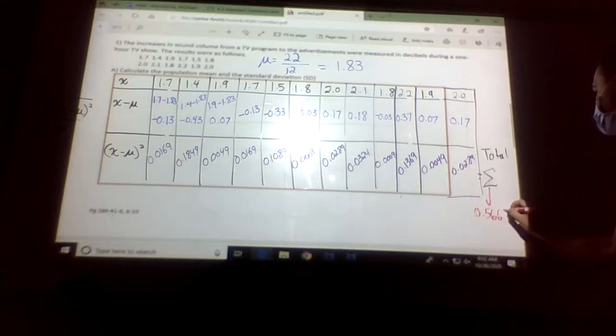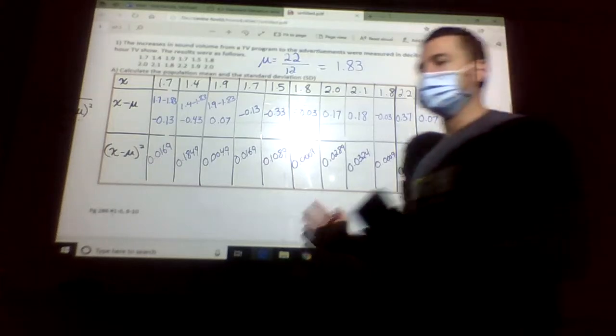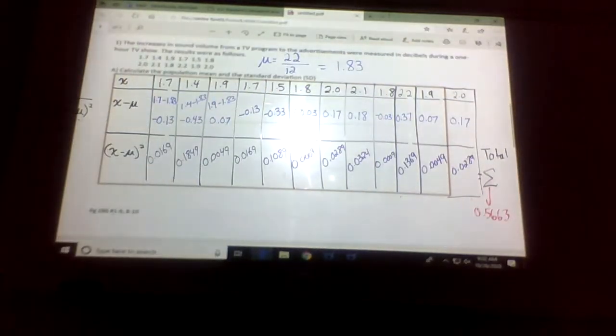Could someone just confirm that? It's very easy to make a mistake. Very easy. So if you have a question like this on the test, I would go through it two or three times. Double check your answers.